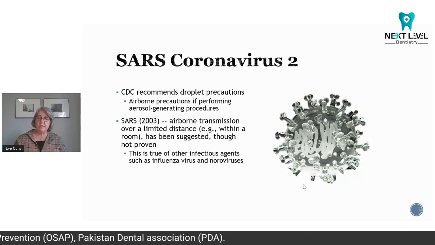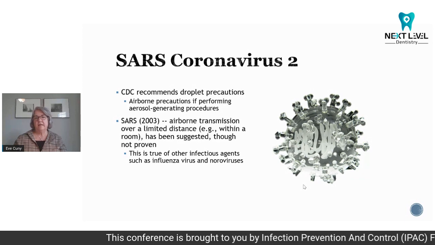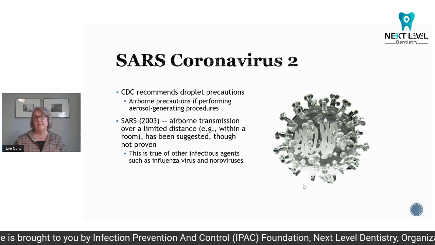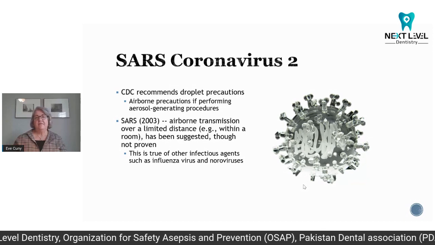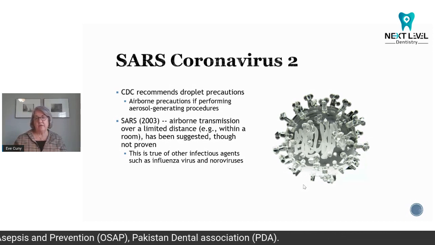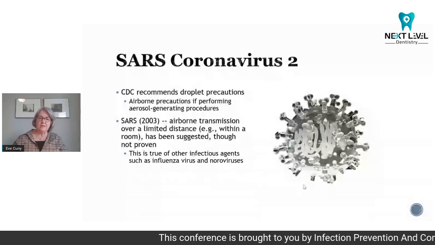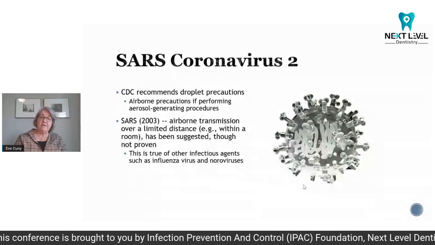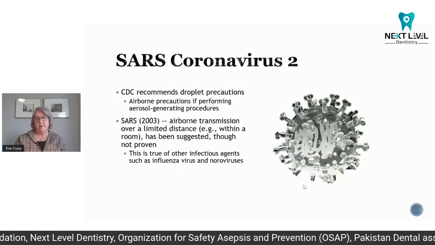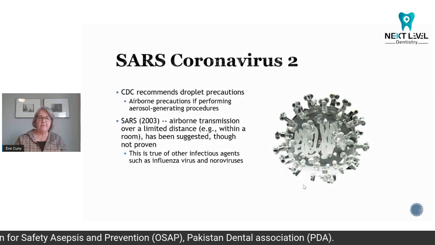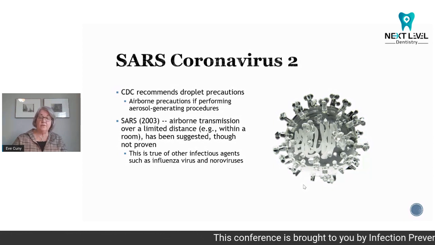We did learn some things from the SARS outbreak back in 2003. In fact, I've done quite a bit of literature searches on aerosol generating procedures and what kind of science is there for recommending things like external vacuum systems or enhanced filtration. And I found that a lot of these articles were published in 2004, which makes sense because it was in the time after the 2003 SARS outbreak. And from SARS, what they found was that airborne transmission could occur over a limited distance, such as within the room, and that's not been proven, but it's certainly been suggested by the evidence. And that's true of other infectious agents that are transmitted primarily through droplets, such as influenza and norovirus.